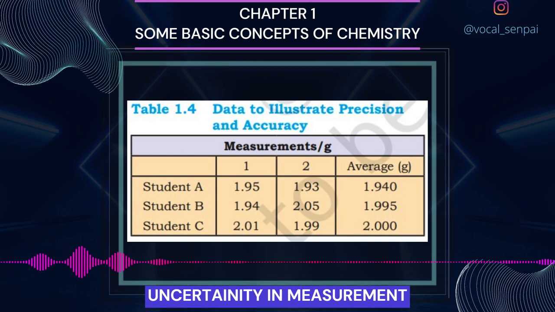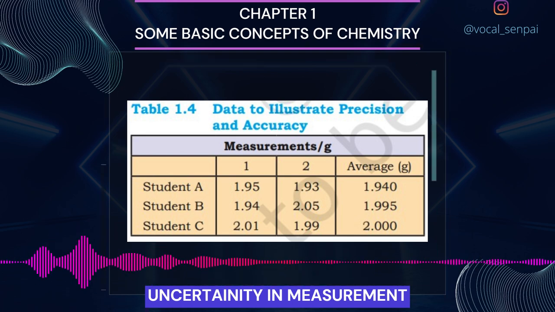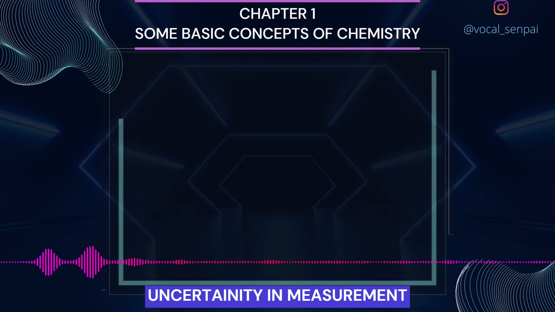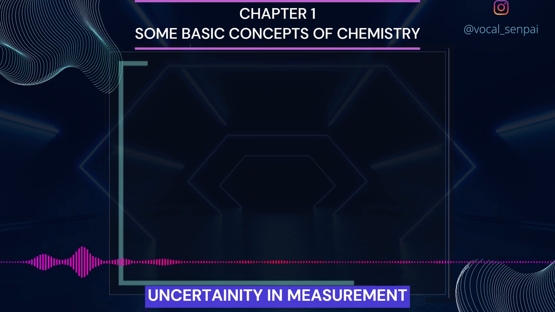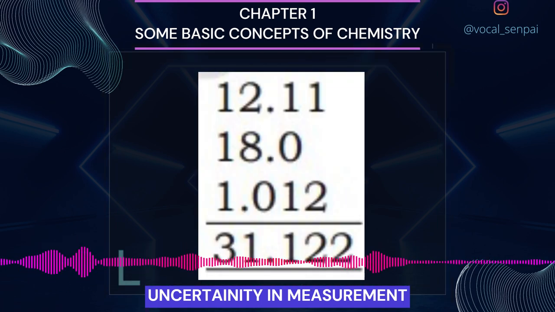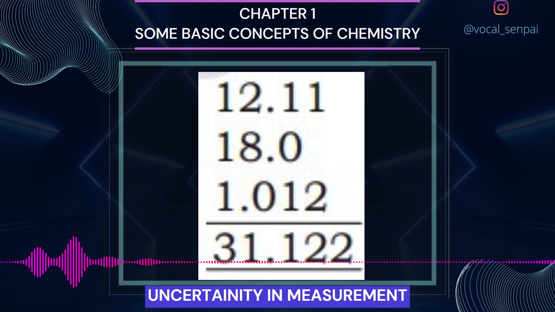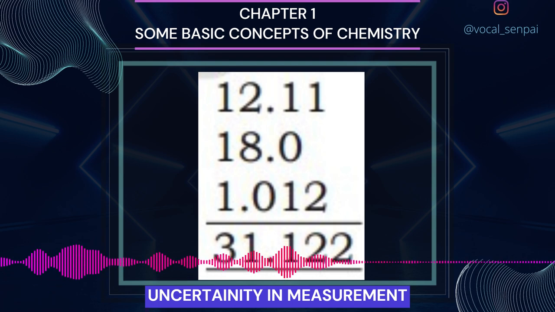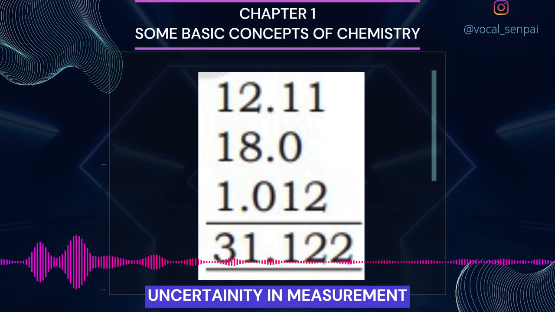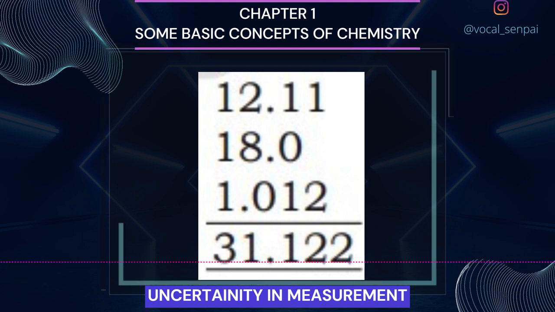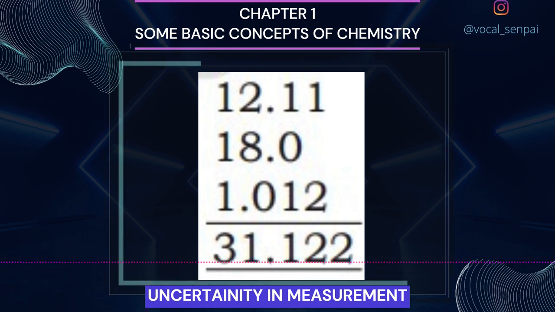For example, if the true value for a result is 2.00 g and student A takes two measurements and reports the results as 1.95 g and 1.93 g... Addition and subtraction of significant figures: the result cannot have more digits to the right of the decimal point than either of the original numbers. Here, 18.0 has only one digit after the decimal point and the result should be reported only up to one digit after the decimal point, which is 31.1.